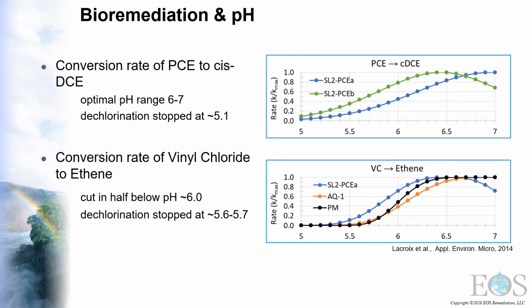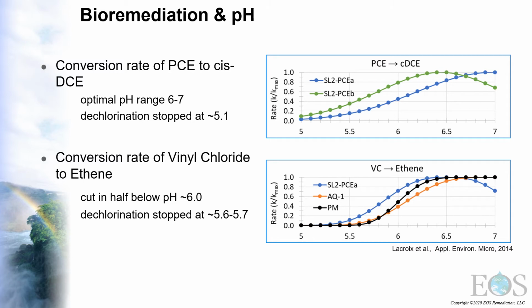As I mentioned at the beginning, this process is pH sensitive. And to go from PCE to DCE, the range of pH can be basically between about 5.5 and 7. You see that your rates of removal start to decrease when you get below 6. You do get removal and conversion, but it's just going to start happening at a slower pace.